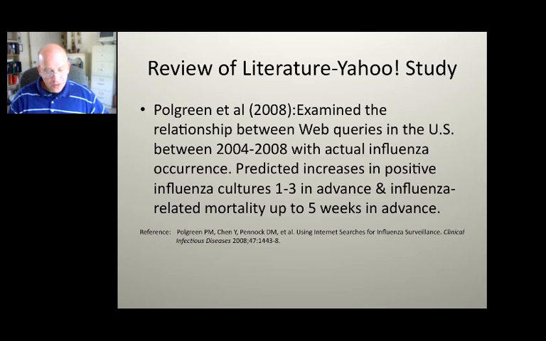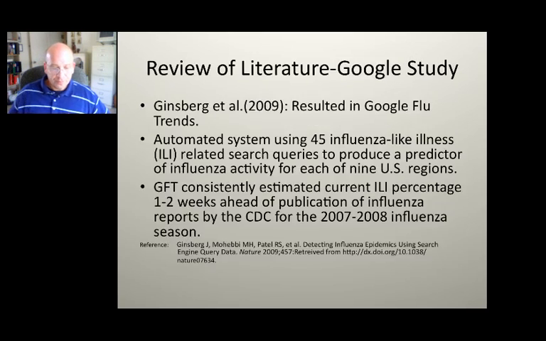Linear modeling was used to predict the percentage of cultures positive for influenza and deaths attributable to pneumonia and influenza in the United States from counts of specified search queries divided by the total number of searches. The models predicted increases in cultures positive for influenza 1 to 3 weeks in advance and increases in mortality attributable to influenza up to 5 weeks in advance.